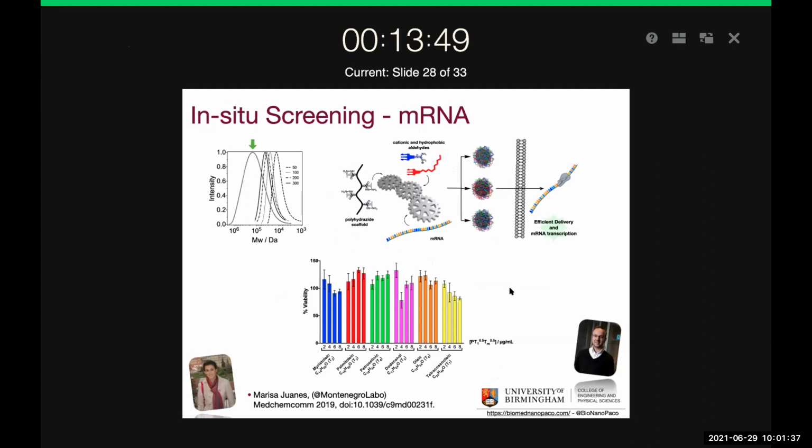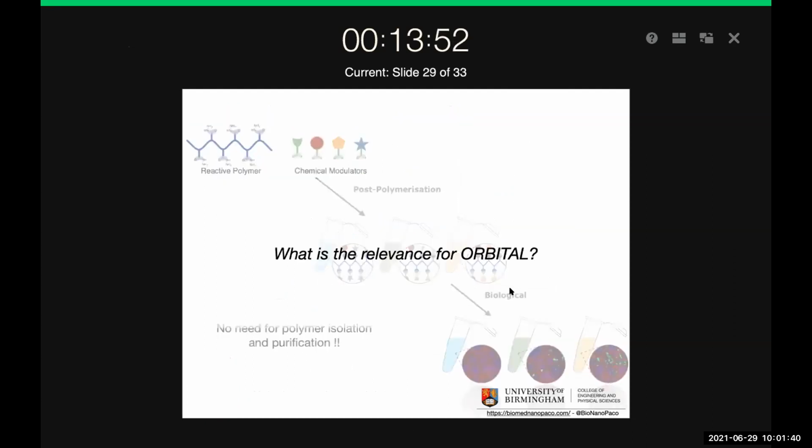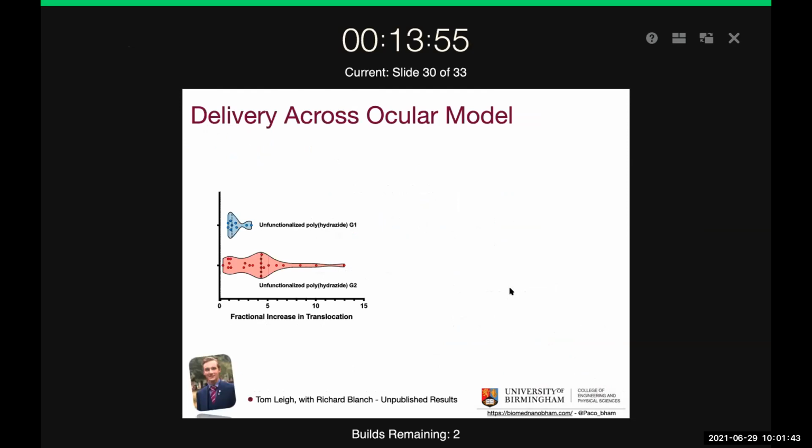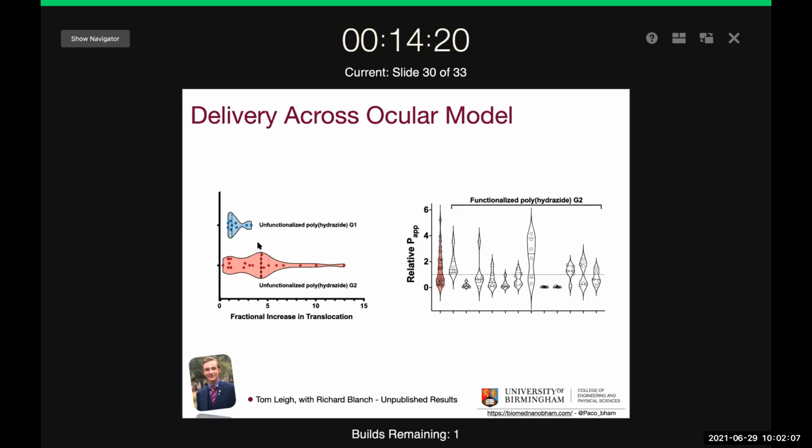So how is this relevant for Orbital? Can we do something with ocular diseases? And yes, we can. We have started working with Rachel, and it's a project where Zubair and Anna are also involved. Basically, we're looking at whether we can deliver some of these materials across an ocular model. We now have 2 generations of these polymers, and both of them can go across this ocular model. Generation 2 is 4 times better. As before, we can explore using different aldehydes to affect how well this material goes across our model, and we have identified 3 compositions that show promise.